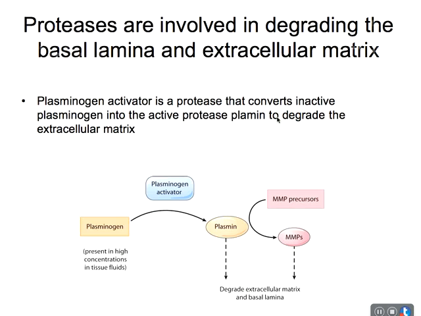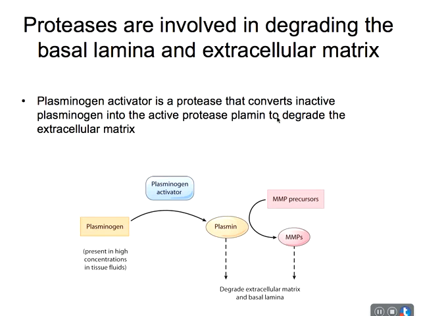All right, let's talk a little bit more about the proteases there. The proteases that are involved in degrading the basal lamina and the extracellular matrix. How this happens is the protease here is plasminogen activator. This is what's released by most cancer cells. This is the protease that they release, plasminogen activator. Turns out that plasminogen is present in high concentrations in most tissues of the human body. This is a precursor molecule. We've seen this idea before, like procaspases was a precursor to the active caspase. So here we have this precursor molecule, plasminogen, present in high concentrations in tissues and fluids. The protease, when it's present, activates it to plasmin.